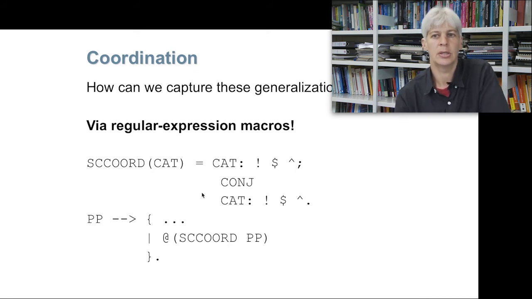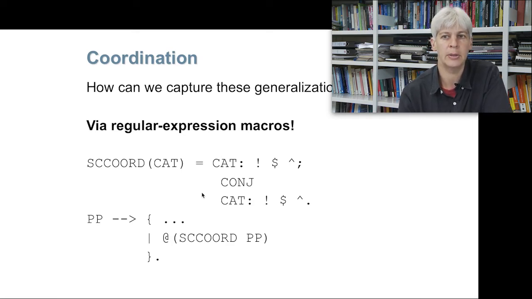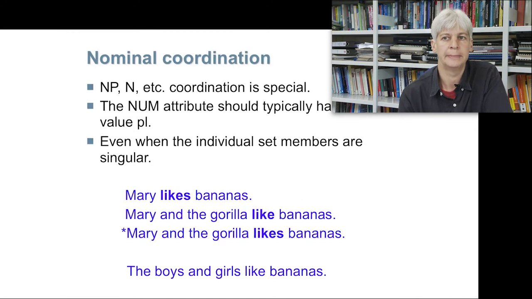Okay, so we can just use that one regular expression macro instead of going through all your rules and saying, okay, V conjoined with V, VP conjoined with VP, P conjoined with P, etc. Just one rule. A very useful thing, these regular expression macros. You can use them for other problems as well. Okay, so we've gotten that far.